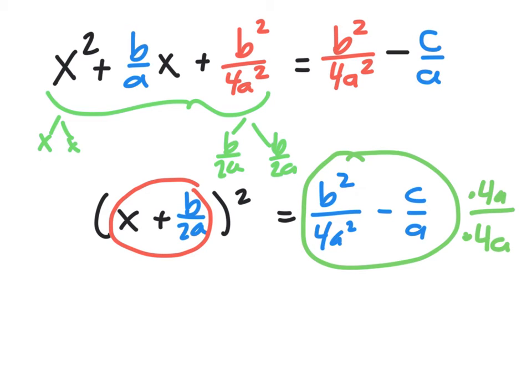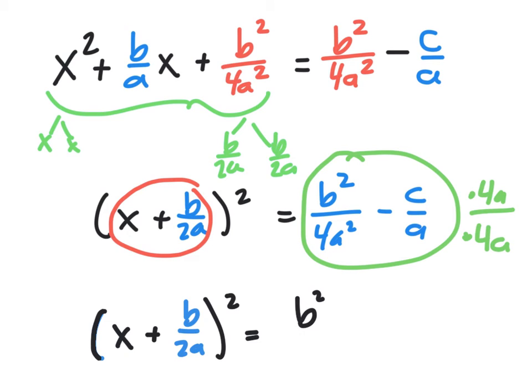So what we end up with before we move to the last screen here is this perfect square trinomial. Oops, I really wanted to make that black. This perfect square trinomial, when we factored it, it was x plus b over 2a, and the whole thing was squared. And on this side, with our common denominator, we end up with b squared minus, and 4a times c is just 4ac, and on the bottom the common denominator is 4a squared.